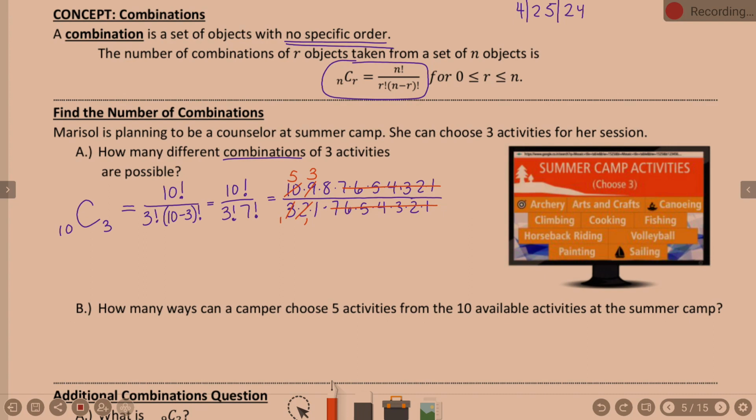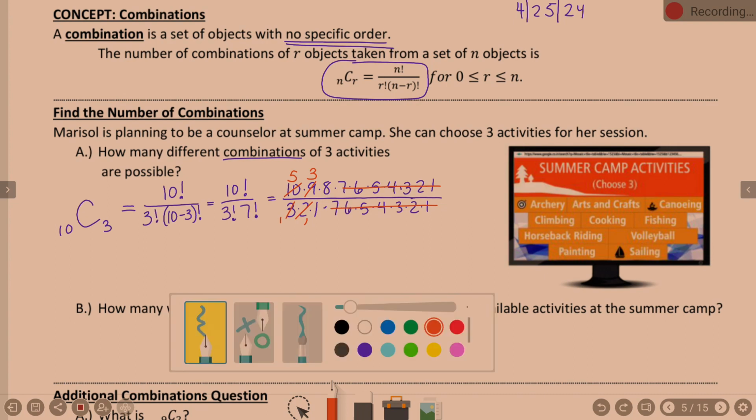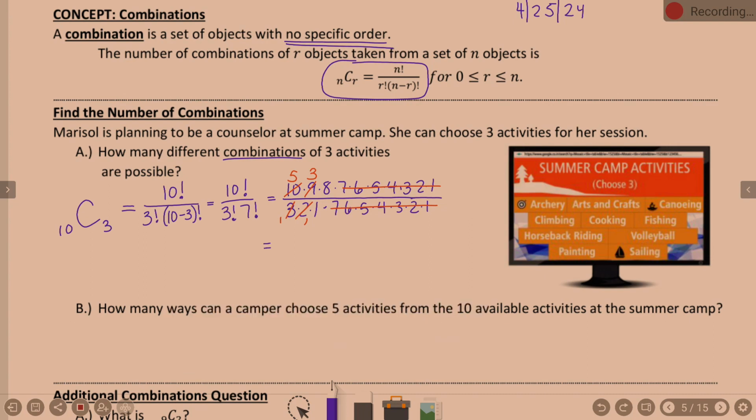And the only other thing we have left is a 1. Does a 1 matter? No. You're dividing by 1, multiplying by 1. It doesn't matter. So what does that end up that we're doing here? 5 times 3 times 8 is what?